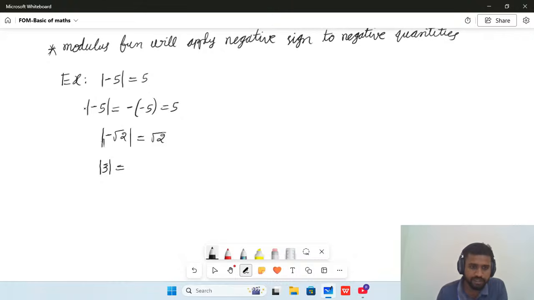No, it will not apply a negative sign to the 3, because 3 is already a positive quantity. So the output is as it is; we'll get it as the output. Modulus of 3 will be equal to 3 only, without applying a negative sign. It will give the output as it is.